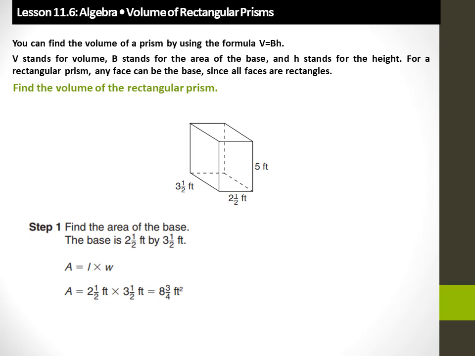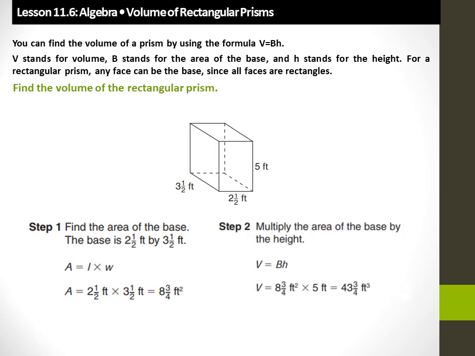Step 1. Find the area of the base. The base is 2.5 feet by 3.5 feet. So the area of a rectangle is equal to length times width. The answer is 8 3/4 feet squared. In step 2, you multiply the area of the base by the height. So we must multiply 8 3/4 by 5. The answer is 43 3/4. So the volume of the rectangular prism is 43 3/4 cubic feet.